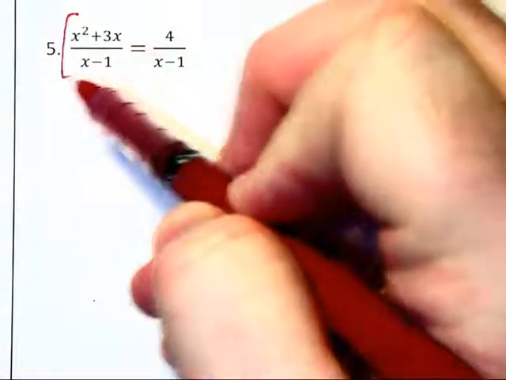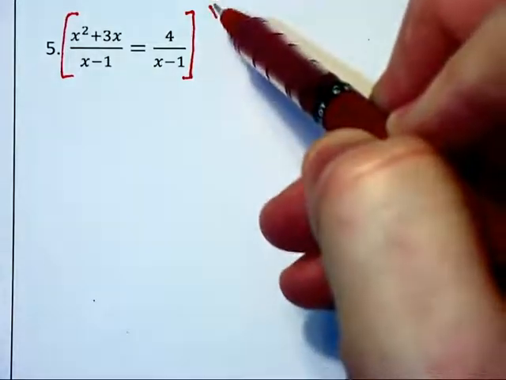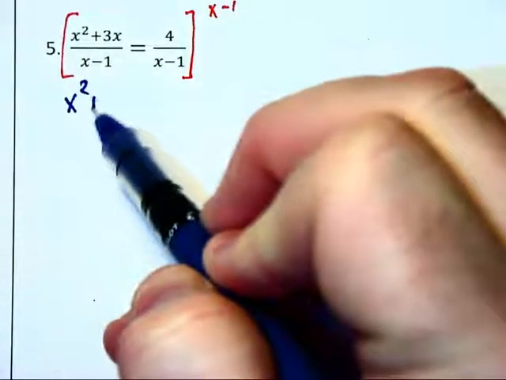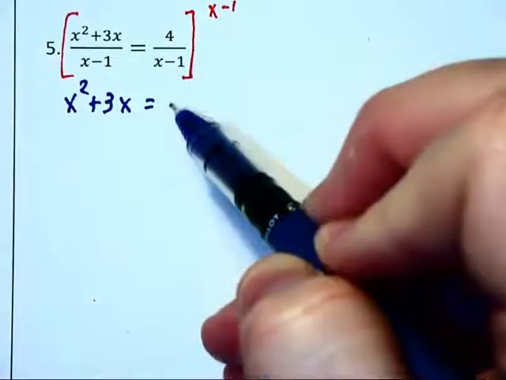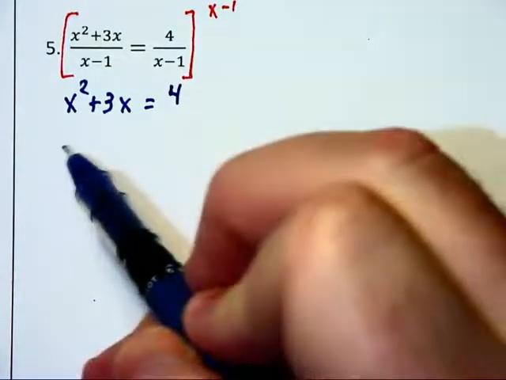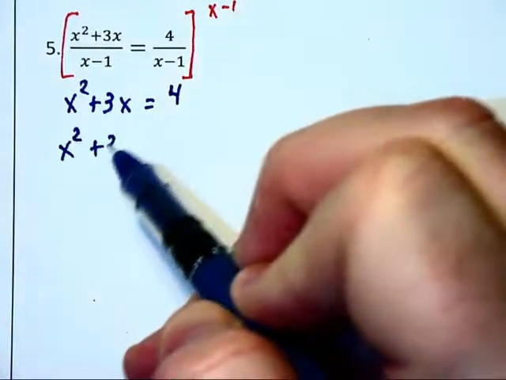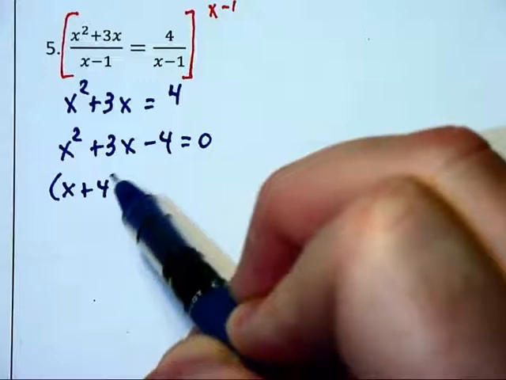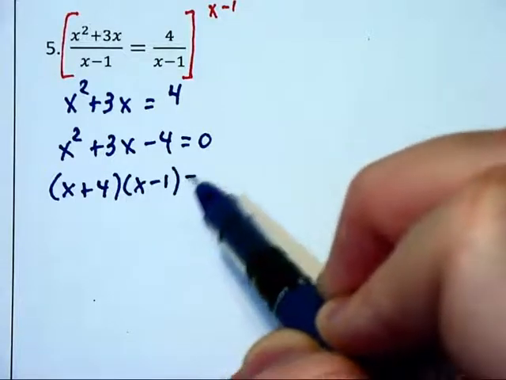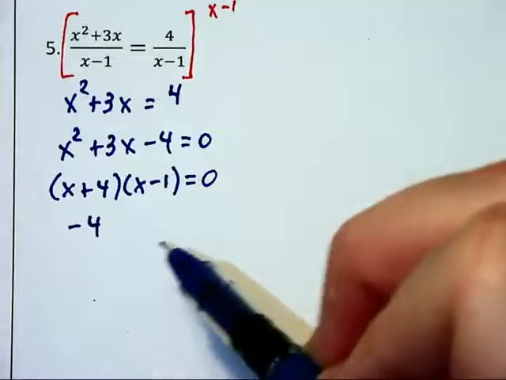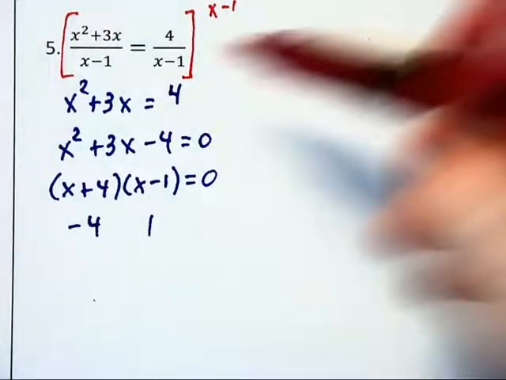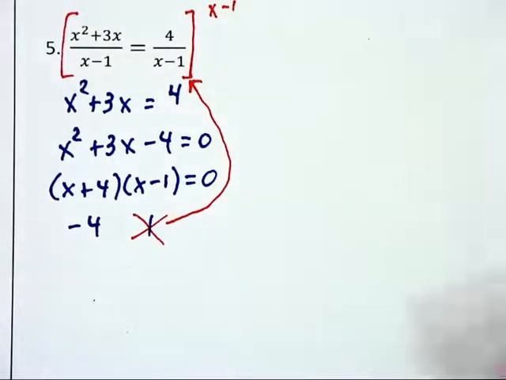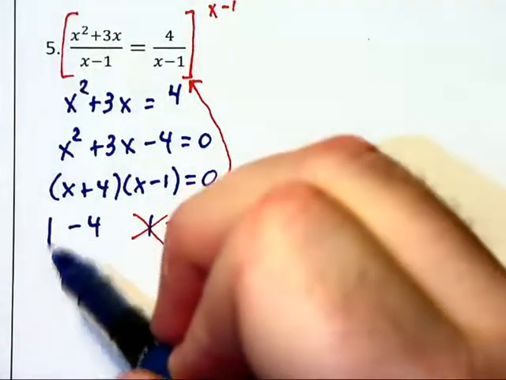If you were to multiply through by x minus 1, which is the least common denominator, on the left, the x minus 1 would cancel, leaving x squared plus 3x. And on the right, the x minus 1 would cancel, leaving 4. This would give us a quadratic equation, x squared plus 3x minus 4 is equal to 0, which we would then factor into x plus 4 times x minus 1. And note that our potential solutions are negative 4 and positive 1. But the 1 does not check when you go back to the original problem because it is extraneous. Therefore, negative 4 is our only solution.